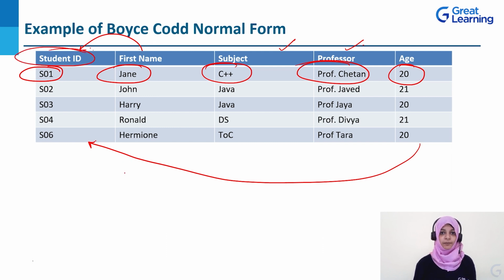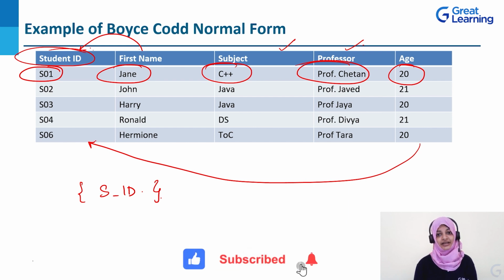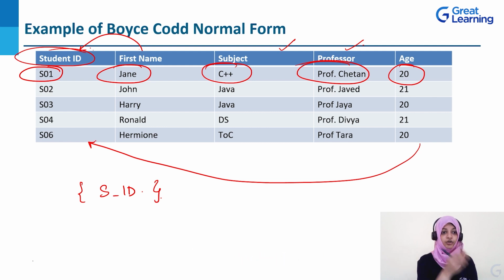Now in this particular table, thankfully, we've got just one attribute in our super key, which is student ID, that's denoted by s_id, right? So ideally, what Boyce code tells us is that professor and subject should also be dependent upon student ID. But here it's not. Since it's not necessary that Professor Chetan would be or should be related only to student ID S01, or that Professor Jaya would be related only to S03 student, right?